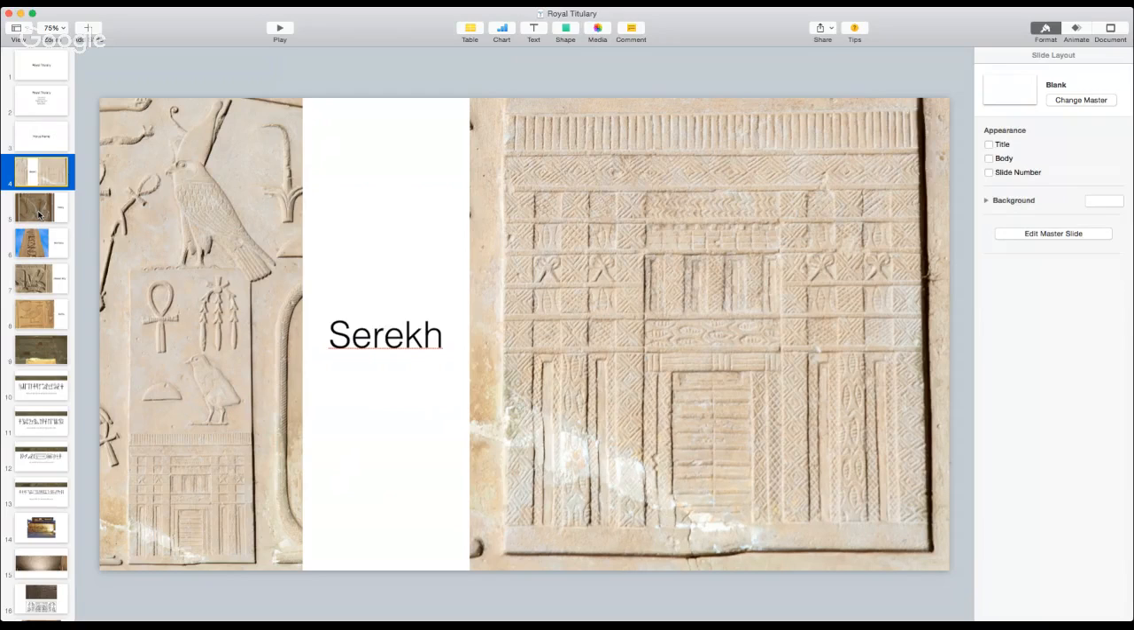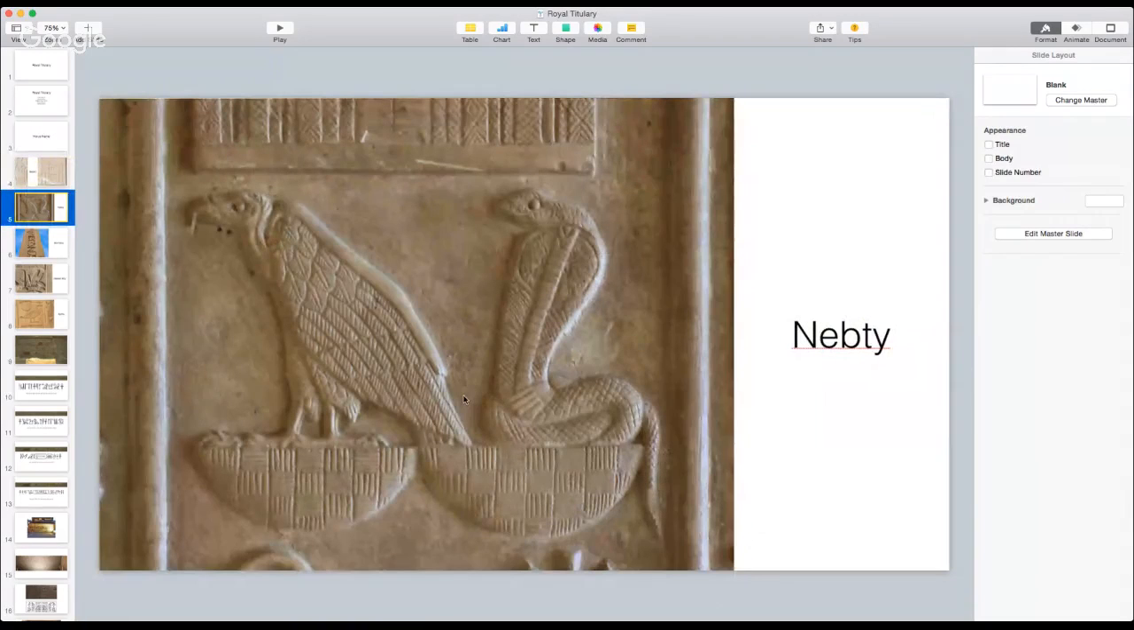Now, moving to the next one, which was the Nebti name. Here's an example of the word Nebti. All right. And again, look at the detail. Now, mind you, this is carved into stone. And it's raised relief. It's raised up. That means they had to carve away all around it.